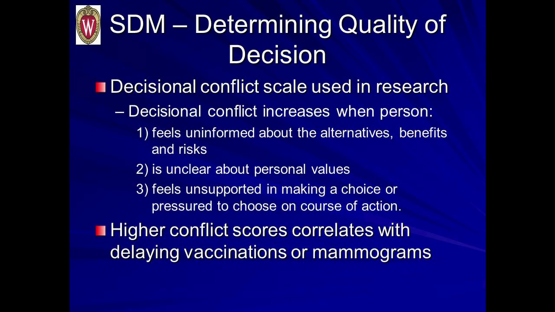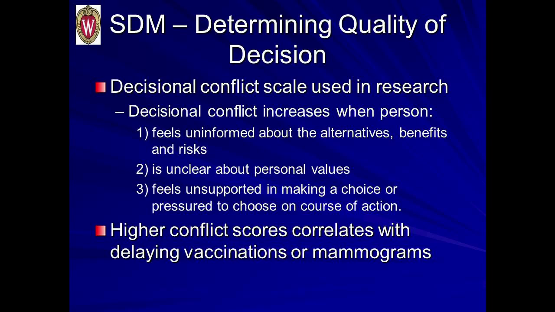How do we determine the quality of a decision? So in research, they use something called the decisional conflict scale. And decisional conflict is basically what it says. So how conflicted are you about the decision? How unsure are you? How uncomfortable does it make you?